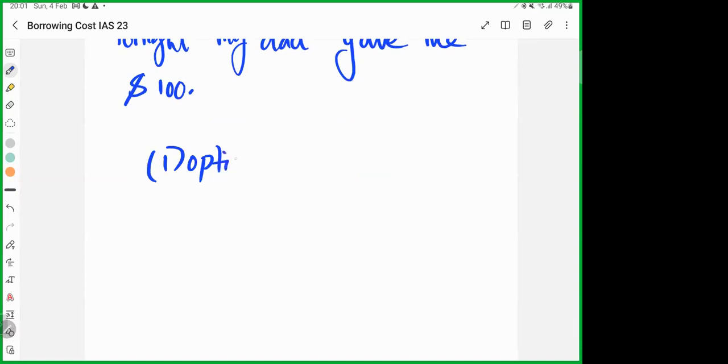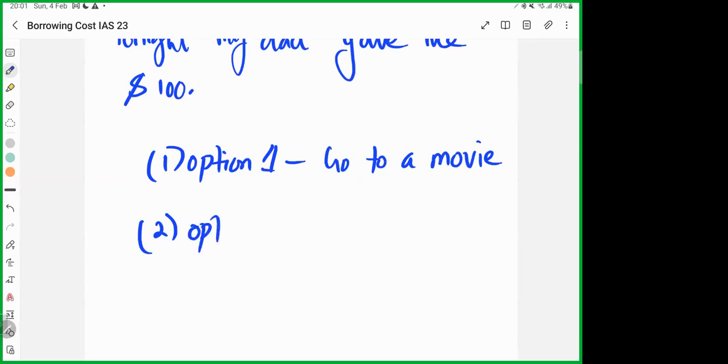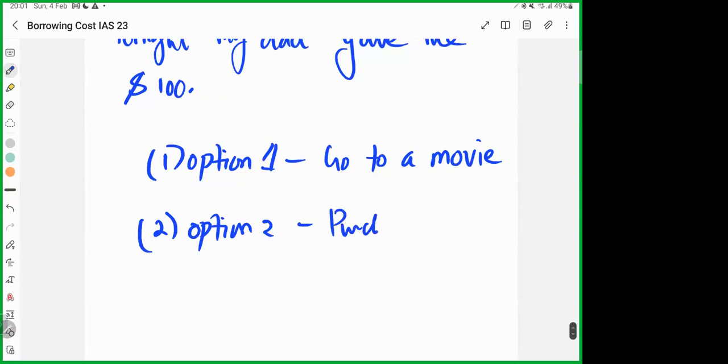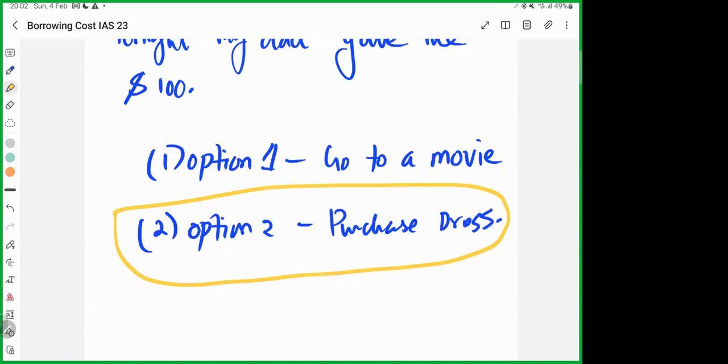Option one, go to a movie. Option two, purchase a dress. Now, you decided to purchase a dress. So what did you decide? You decided to purchase the dress. Now, to relate this to our opportunity cost.